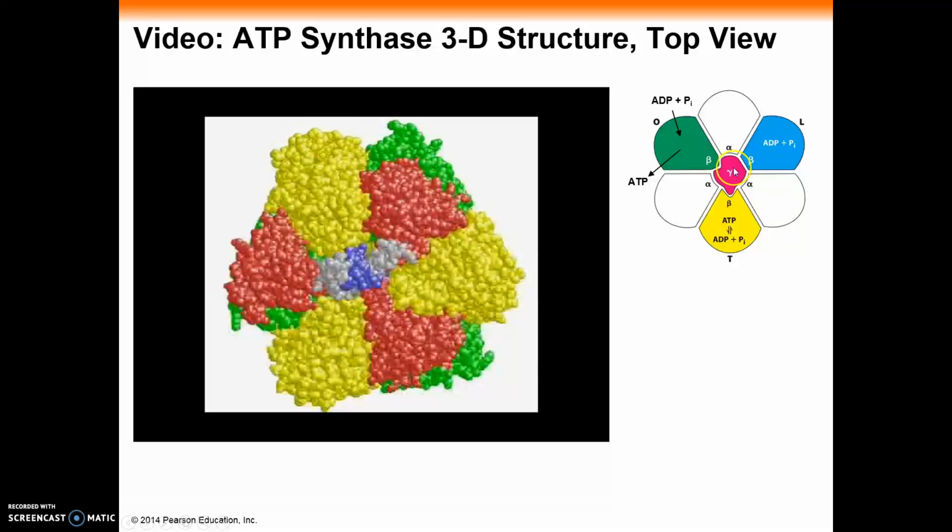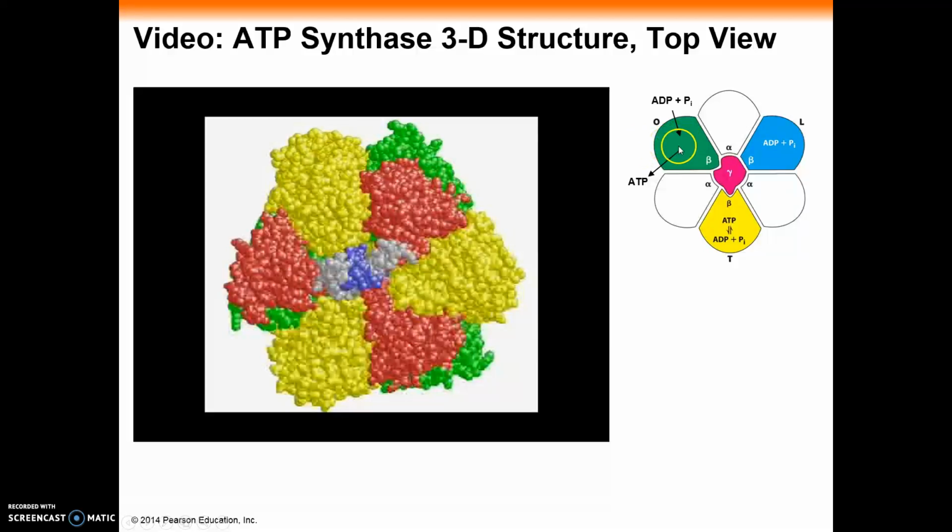Notice here that this knob running down, or this rod running down through the middle, is asymmetric, and as it makes contact with each one of these three different beta subunits, it causes a different conformation form. So when you have this little post thing, it is in this form. When you have this little notch, it's in this form. When it's this little flat side, it's in this form.